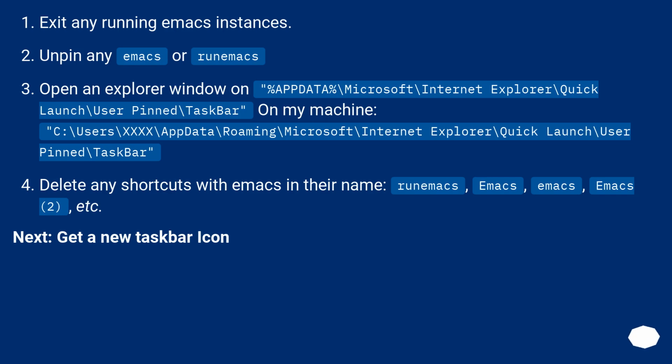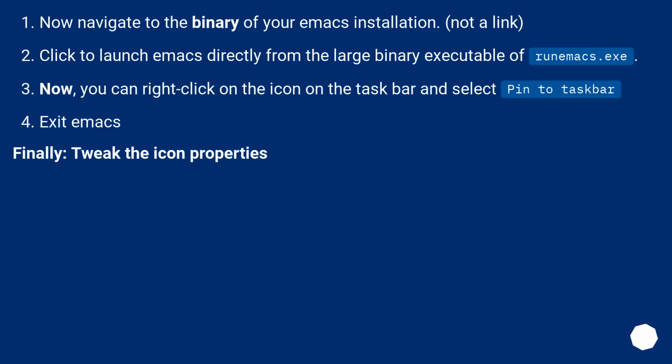Next, get a new taskbar icon. Now navigate to the binary of your Emacs installation. Not a link. Double-click to launch Emacs directly from the binary executable runemacs.exe. Now you can right-click on the icon on the taskbar and select Pin to taskbar. Exit Emacs.